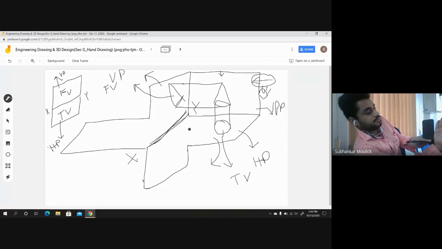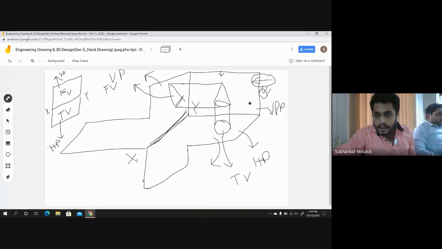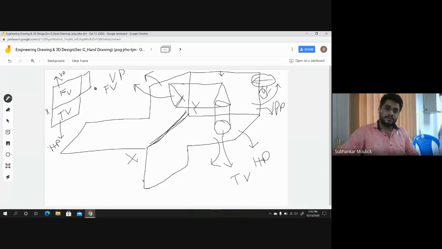Then this is the condition. Can you see? This is the condition. So if I rotate my profile plane by 90 degrees outward like this, then my profile plane will look like this. This will be my profile plane, yes or no? Yes. And the view which I will get in the profile plane is the left hand side view, denoted by symbol LSV.